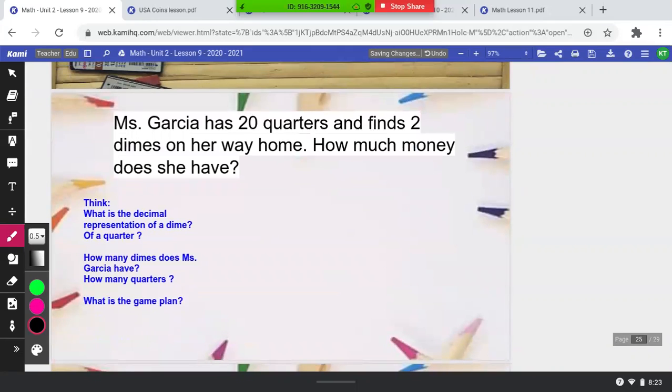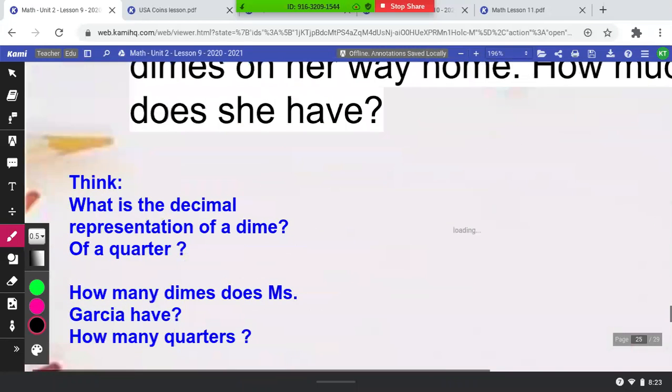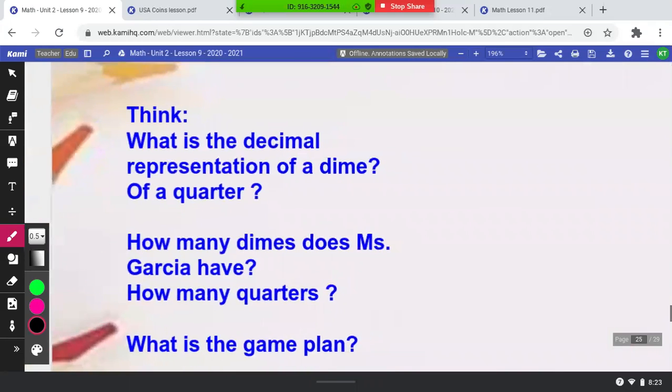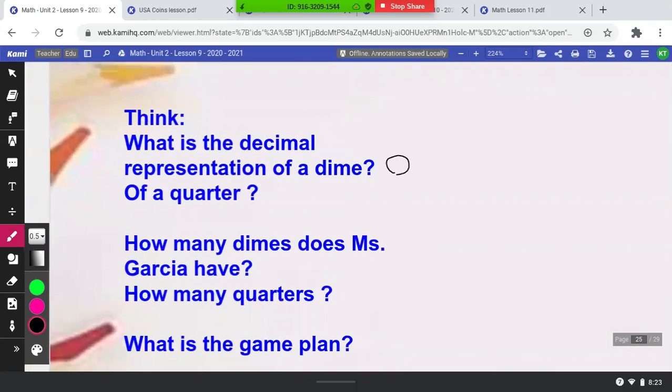All right. Miss Garcia has 20 quarters and finds 2 dimes on her way home. How much money does she have? Okay, let's start over here. What is the decimal representation of a dime? So remember, we just did this on the previous question. One dime is written like this because you need 10 dimes to make $1. So if you have one, you have 1 out of 10, which equals 1/10.